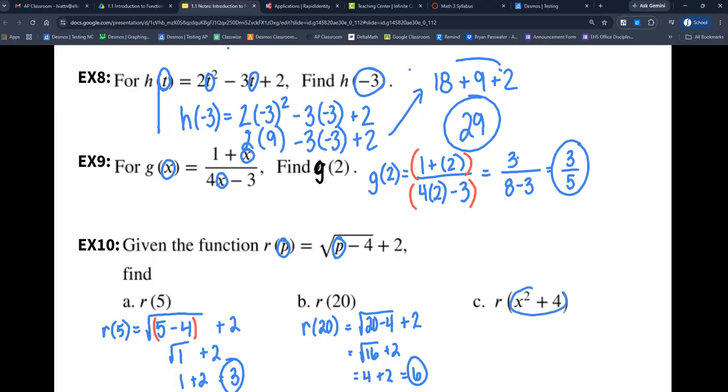We have to take this and put it right here where the p is at. We're doing the same thing. We're replacing a variable with another more complicated expression. So this is going to be the square root of parentheses where there was a p. I'm going to put x squared plus 4. And then I just copy the rest of it. So I have a minus 4 that's underneath the square root and a plus 2 right here.